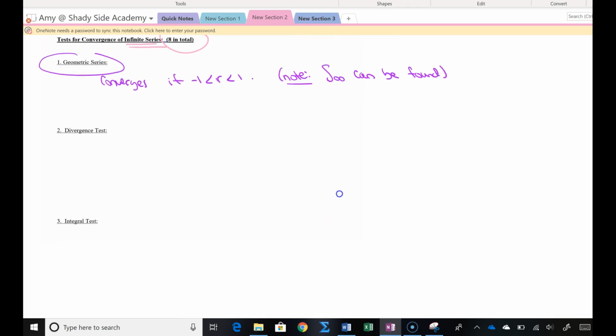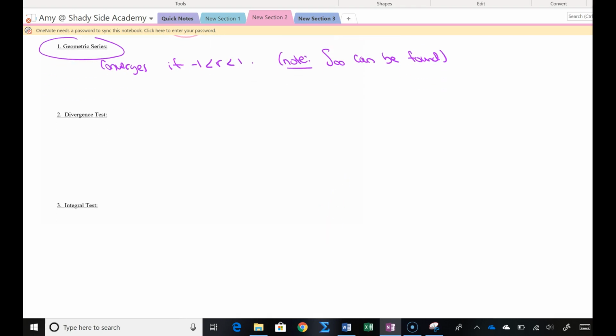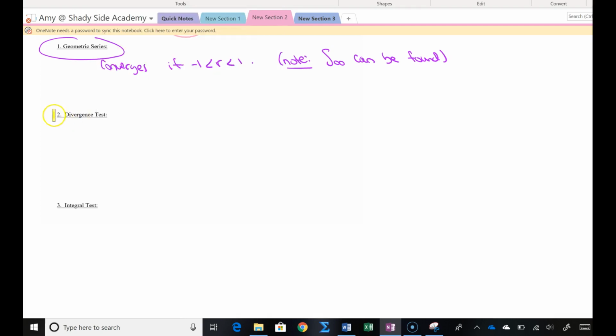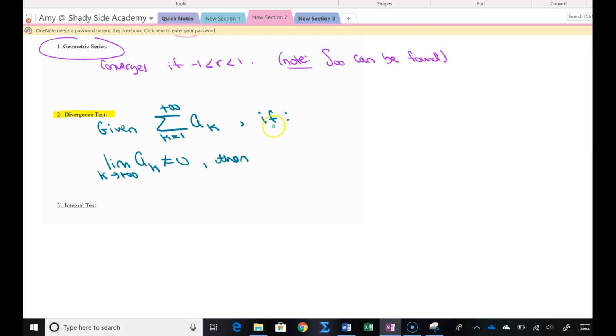Okay, the second test that's new to you is called the divergence test. The divergence test states the following. Let me write it down for you first and we'll talk about it. Okay, here is what it says. Let's write this down first.